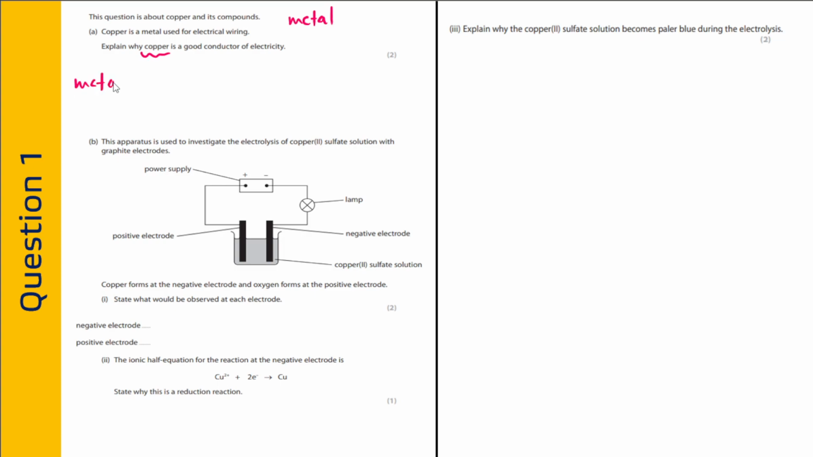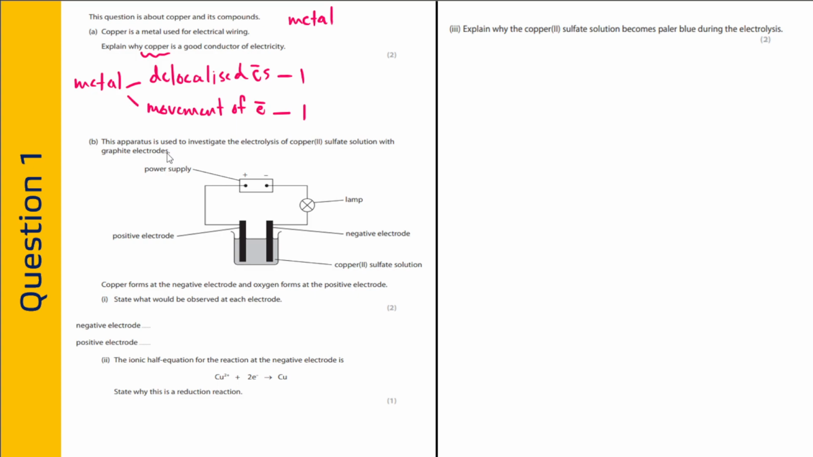Metals will have, first of all, delocalized electrons in metallic bonding. So write delocalized electrons and you'll get 1 mark for it. And then you can also say that the movement of electrons, okay? So the movement of electrons will cause electricity to flow very well. So from this you get 2 marks.